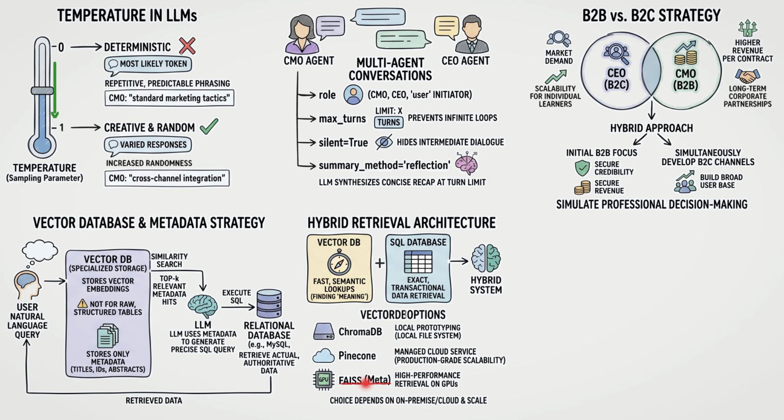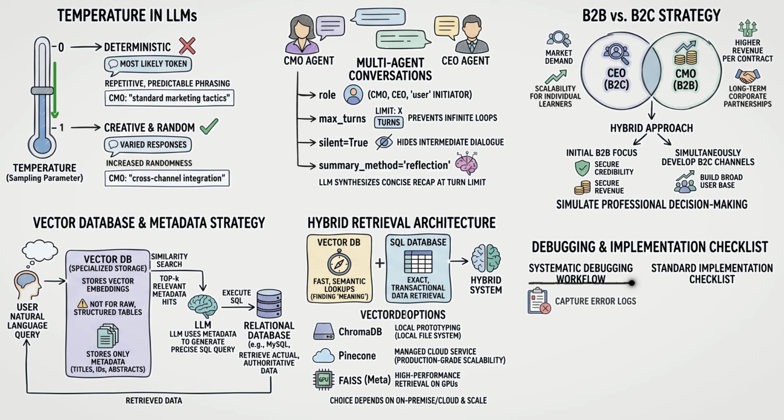Finally, building all this is complex, so you need a debugging and implementation checklist. When things break, follow a systematic workflow. Always capture your error logs, use robust environments like Google Colab for line-by-line inspection, and absolutely avoid over-reliance on auto-completion because it hides the underlying logic.